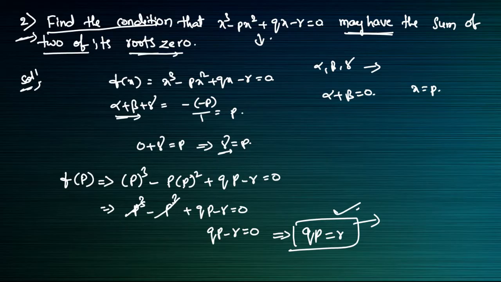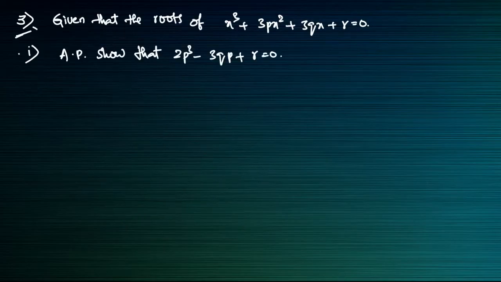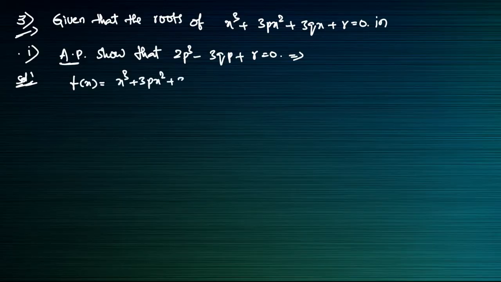Now moving to the next question, the third one. The third question is: given that the roots of x cube plus 3p x square plus 3qx plus r is equal to 0 are in AP, show that 2p cube minus 3qp plus r is equal to 0. Now the solution will come like this. Given f of x is x cube plus 3p x square plus 3qx plus r is equal to 0.